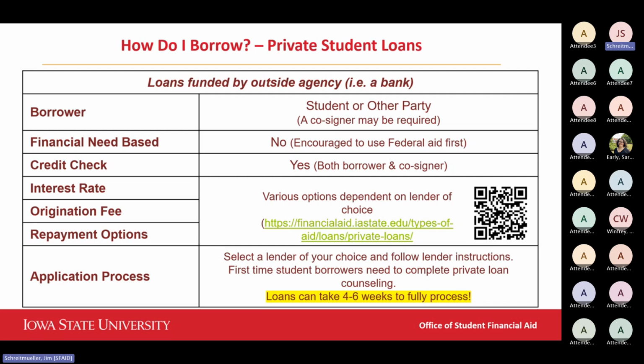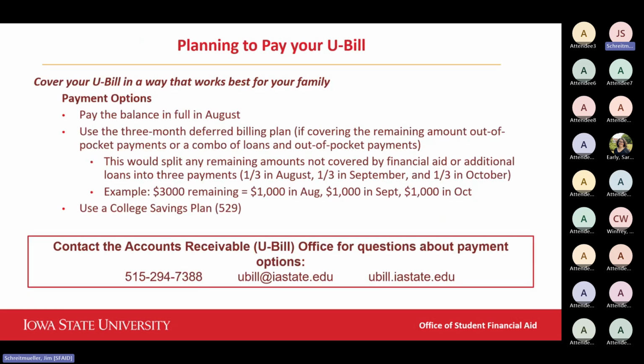All right, moving forward. Once you have applied for or you're planning on applying for it, you need to think about paying your U-bill. So you can either cover the balance in full in August. In that case, if you're taking out enough to cover the entire estimated university bill, you'll be covered. You don't need to do anything special with your U-bill. Or you can use a 3-month deferred billing plan. That would be if you're planning to cover some of the university bill amount out of pocket and some of it with loans.